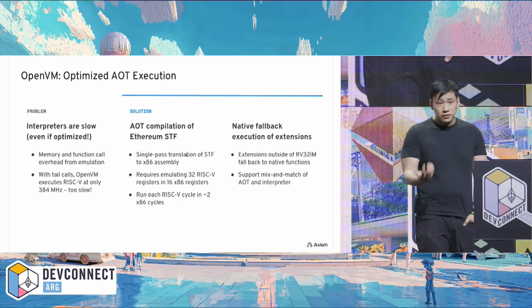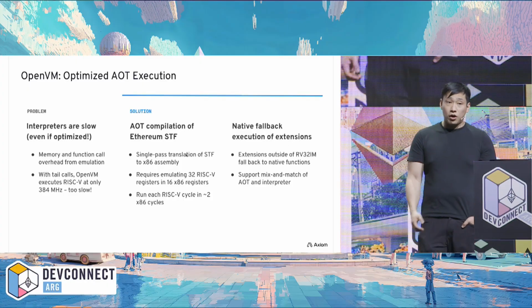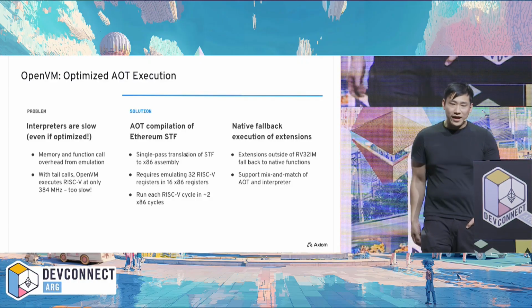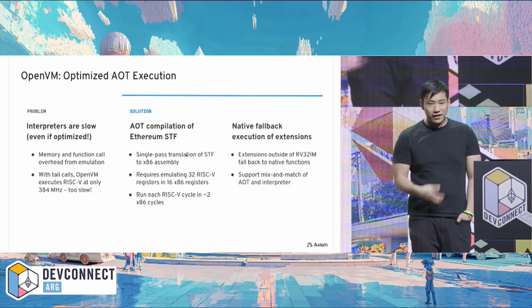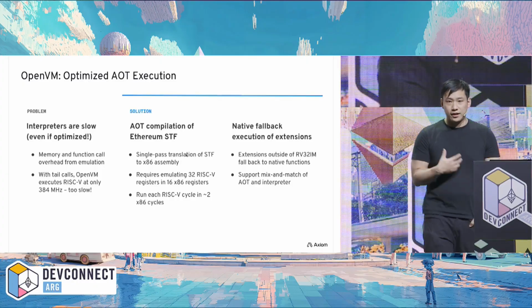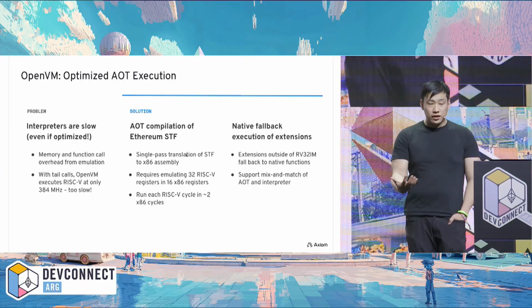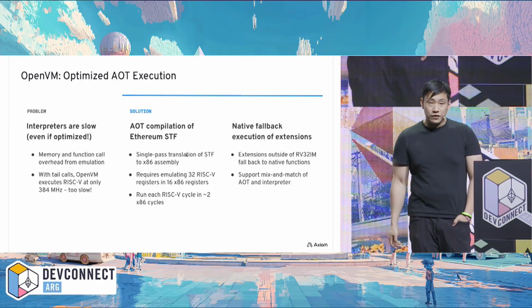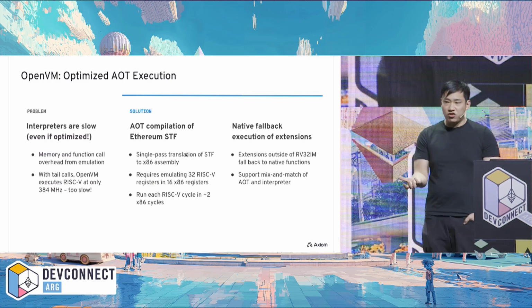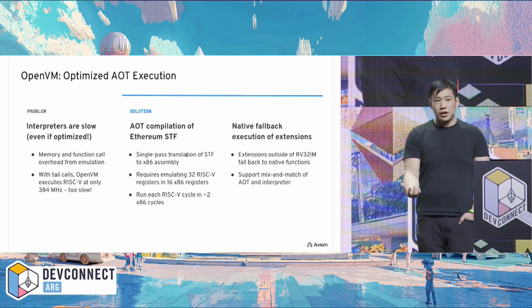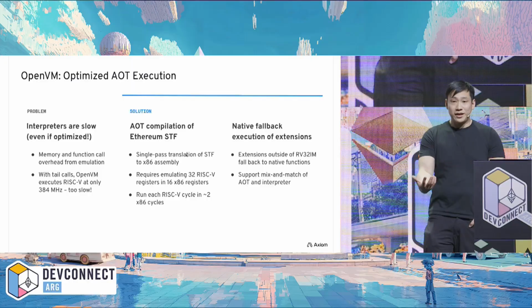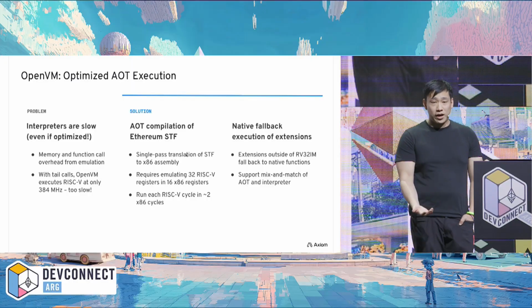Now, one particular difficulty in doing this in our modular design is that we needed to handle extensions that we did not want to translate to x86 assembly. For example, things like the Keccak hash or elliptic curve precompiles. And for this, we had to support mixing and matching handwritten x86 assembly for RISC-V and just native Rust that's already optimized for these special operations.